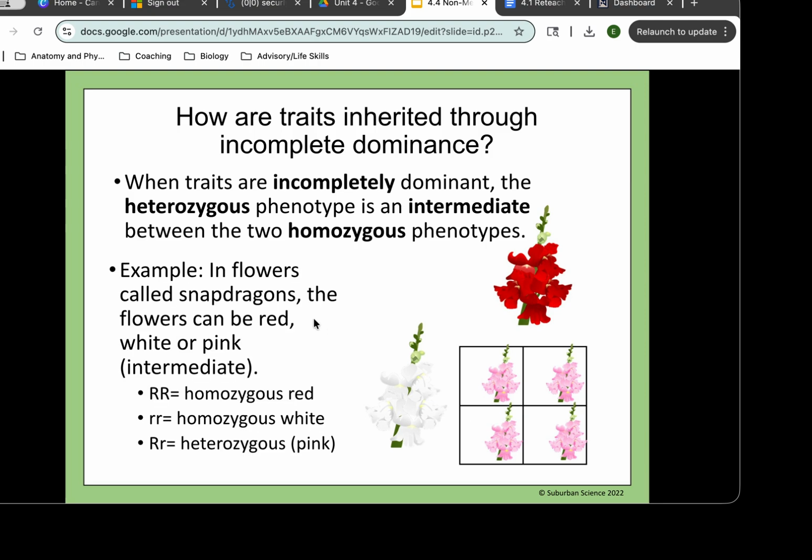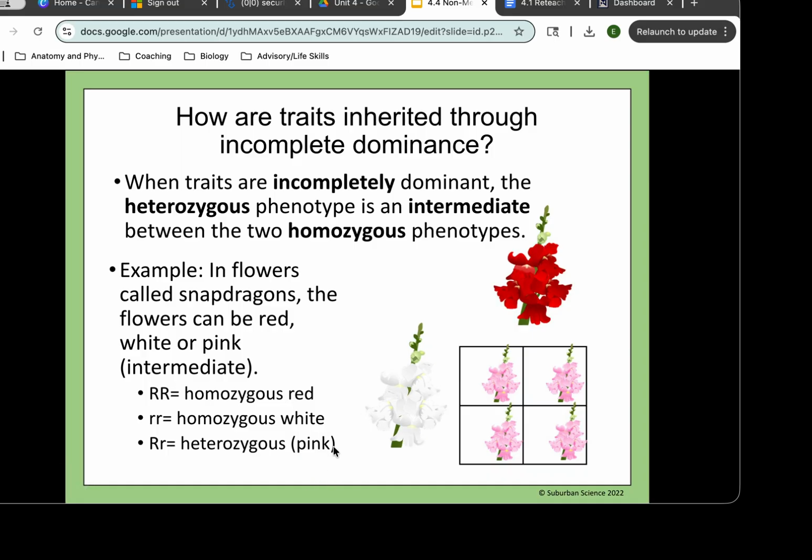For this example, snapdragons can be red, or they can be white, or they can be pink. What I would recommend doing so that you have an example of what this looks like is, in the left-hand column of your notes, write down what the three genotypes are, because we still have three. We have what we used to call homozygous dominant, big R, big R. In this case, that's going to be red. We're considering that to be the dominant trait. Little r, little r is homozygous recessive, which in this case would be white. And then we have our heterozygous genotype, big R, little r, but instead of being red, because dominant overshadows it, now they're going to share.